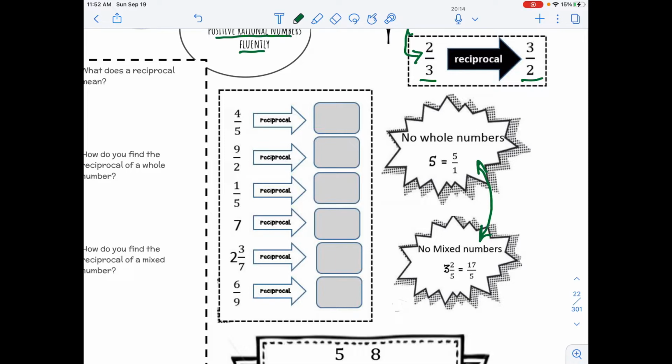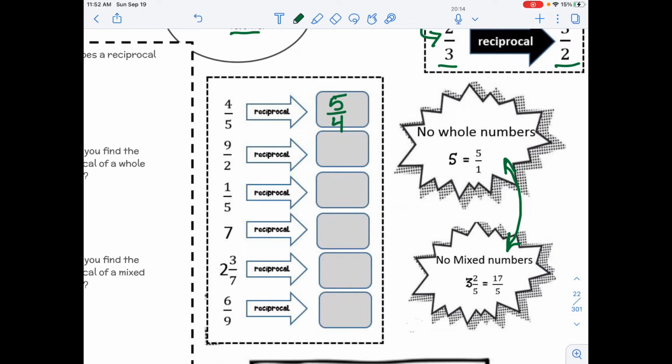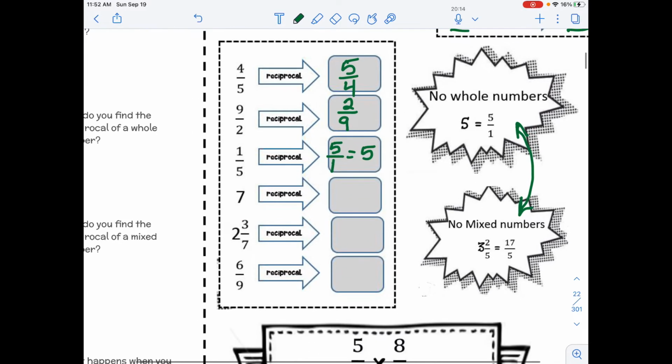All right, the reciprocal of 4/5 is 5 over 4. See, it's that easy. We're just flipping the fraction. All right, we have 9/2. So the reciprocal of 9/2 is 2 over 9, or 2/9. Now the reciprocal of 1/5 would be 5 over 1, or 5 divided by 1, which is equal to the whole number 5.